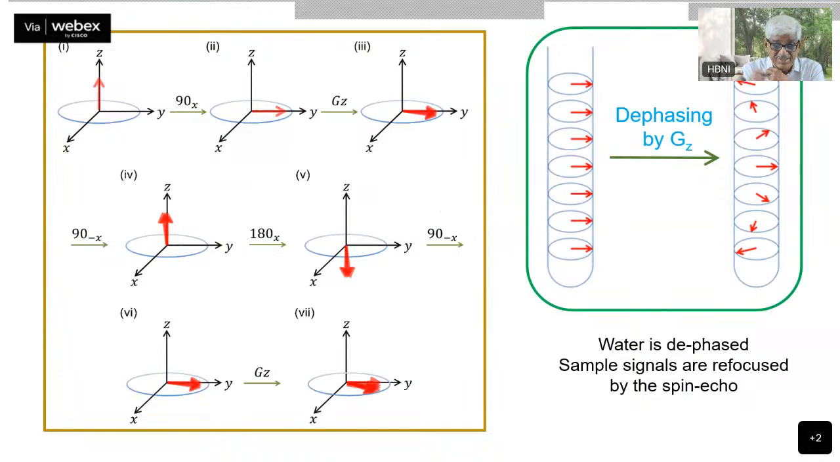Now during the z gradient, this water magnetization dephases. Although it is at zero frequency, because of the gradient, the spins acquire different frequencies. Therefore, there is not one frequency now; there are multiple frequencies for water, so they will dephase. Then when you apply the 90 minus x, you put it back onto the z-axis with this phase difference, with the scatter which is there.